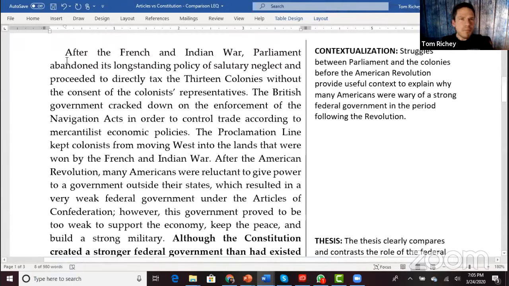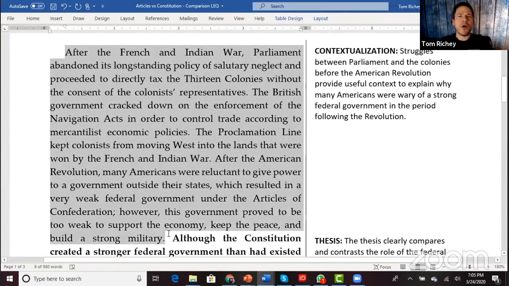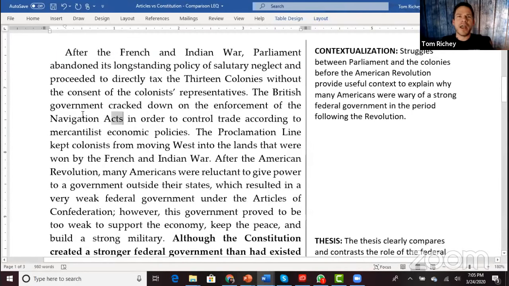So what I've done here is I've looked at the whole revolutionary experience, and I've used this to explain. So notice here I've got the Navigation Acts, the end of salutary neglect, the proclamation line, okay, then going into basically the effect of that.